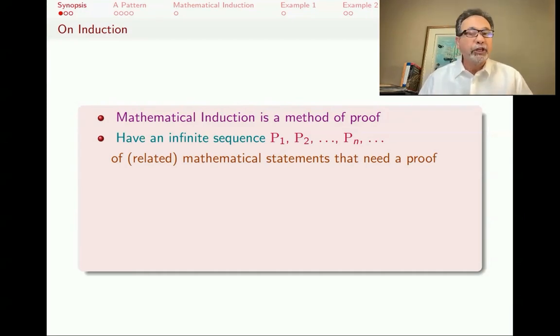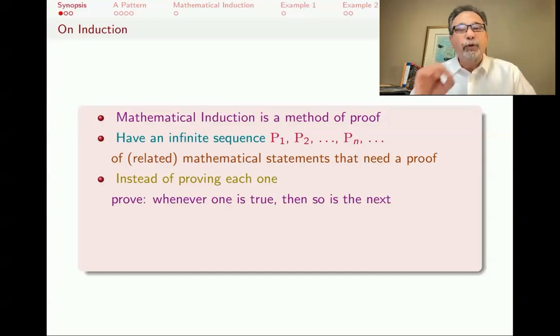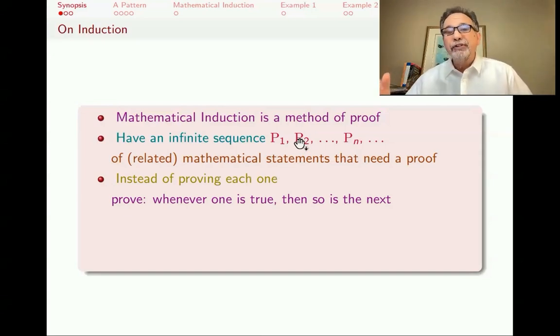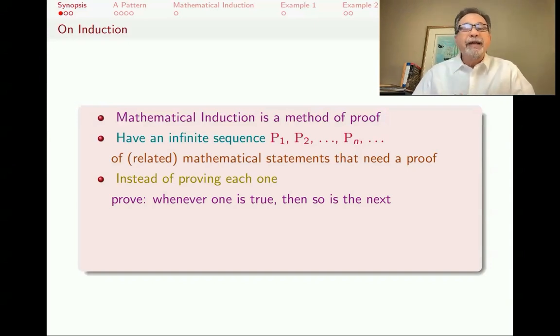Instead of that, what can you do? One method is proof by induction that sometimes works. And when it does, it's quite clever. The idea is that you don't prove each one of them. Instead, you prove that if one of them is true, then so is the next one. So if the statement P2 is true, then P3 is true. If P5 is true, P6 is true, and so forth. You don't do that one at a time for all of them. That would, again, take an infinite amount of time. But rather, once for all, you prove that if any one of them, whichever one, is true, then the next one is true as well.